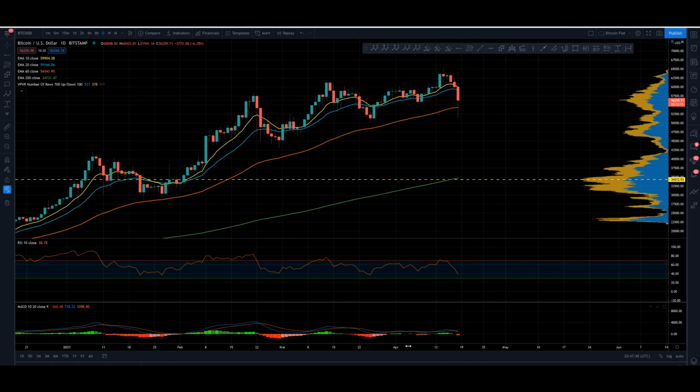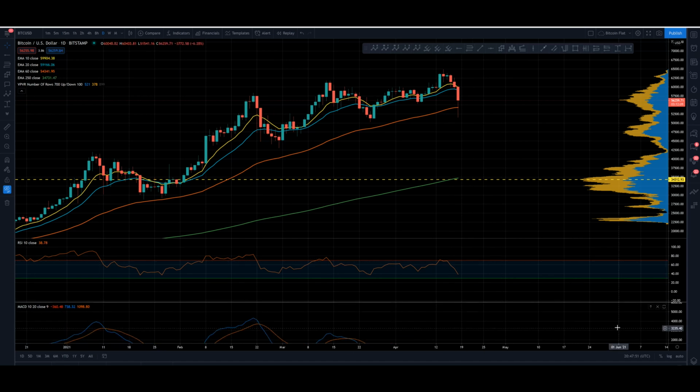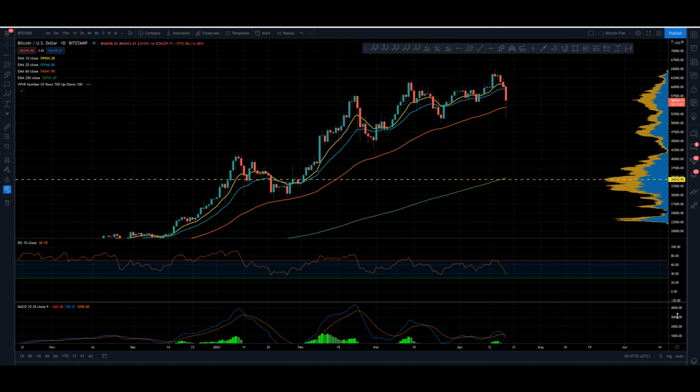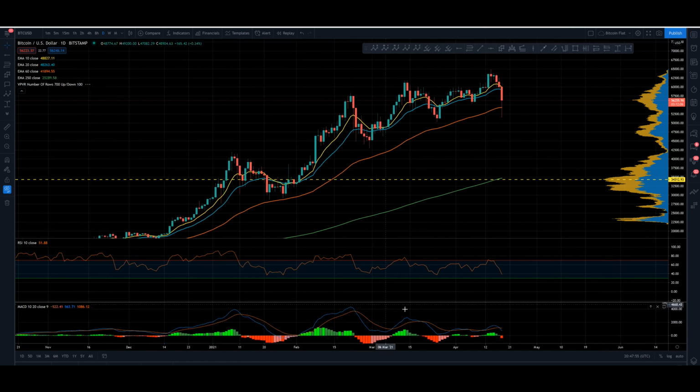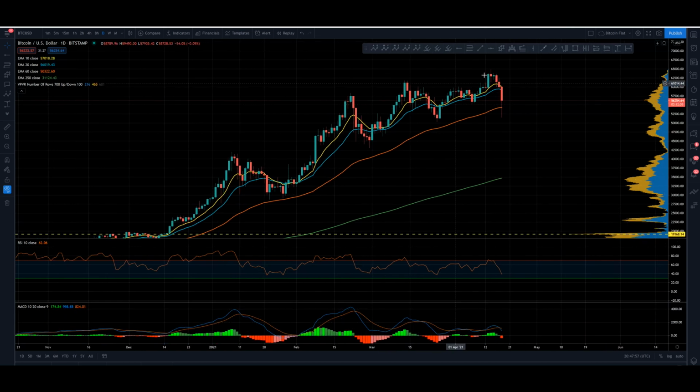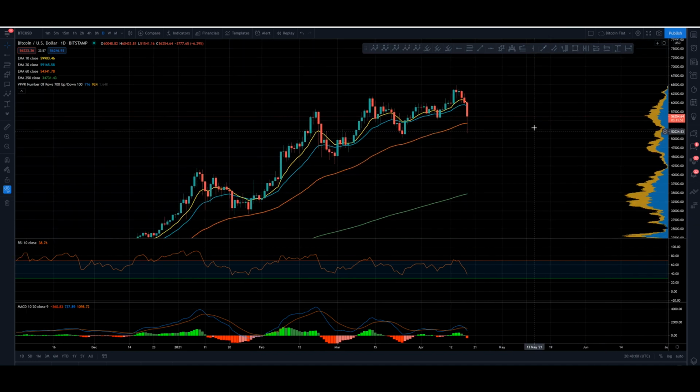Right, MACD, the 10's crossed over the 20 here. We've got red bars on the histogram forming. We can see that serious divergence, high, lower high, across these highs, telling us that we were in the final phase of bullish momentum before we were going to change trend. And that's what we've done in the short term. We're coming down into a corrective phase before we go back up again.